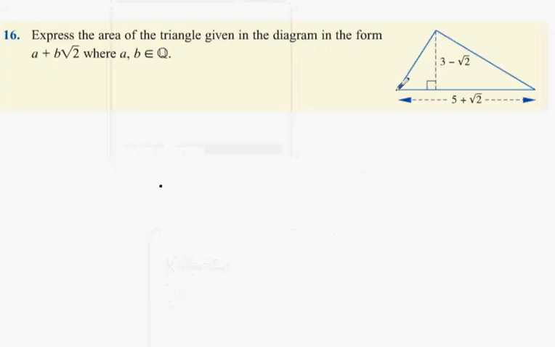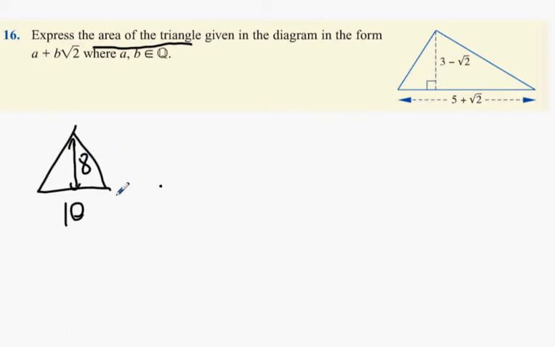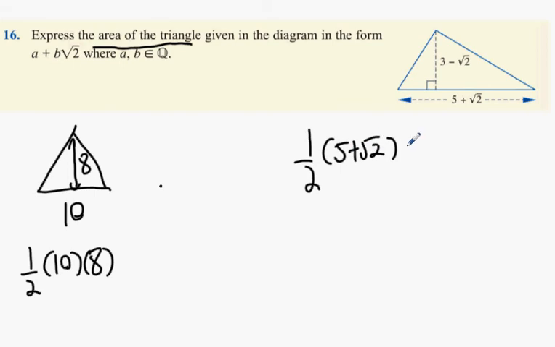This one here, guys. It says area of a triangle. What is the area of a triangle? On a really basic level, if I said that's 10 up, 10 across, 8 up, how do you get the area of that triangle? Half the base multiplied by the height. Okay. Therefore, a more complicated question should be no different. Do you got that? So I have 5 plus root 2 multiplied by 3 minus root 2.